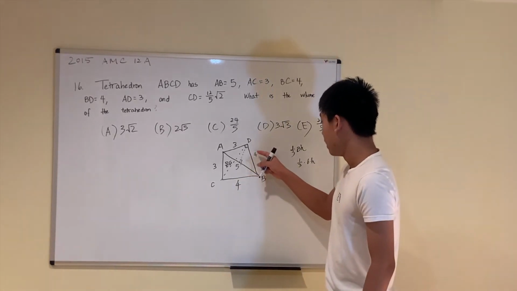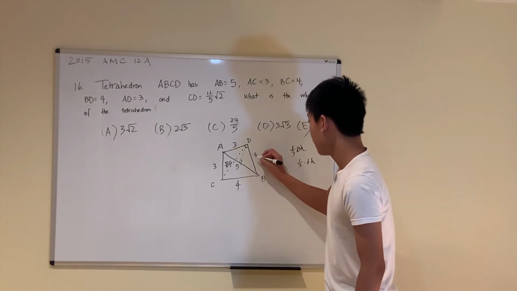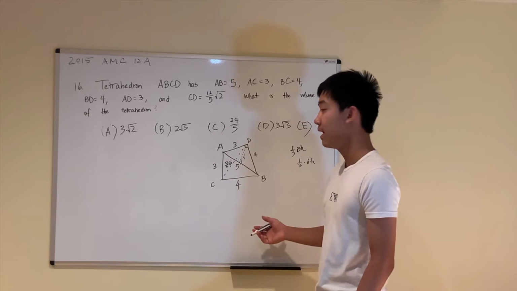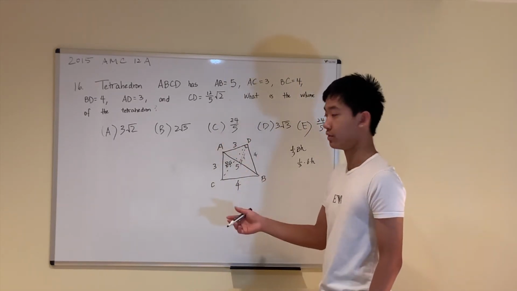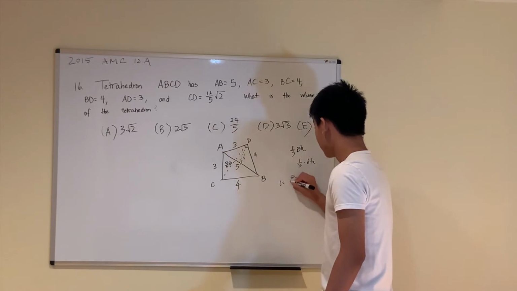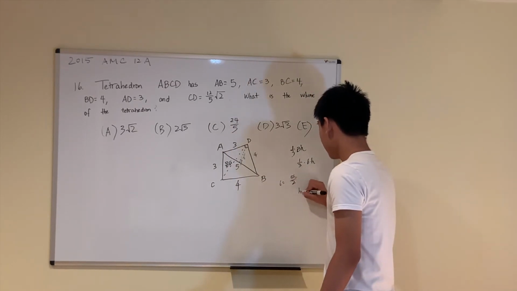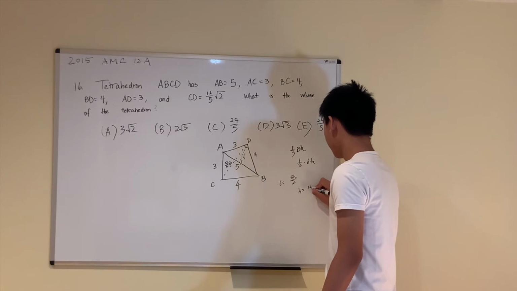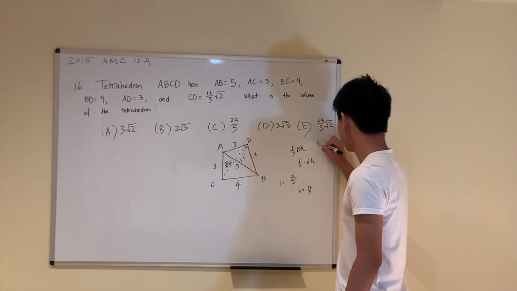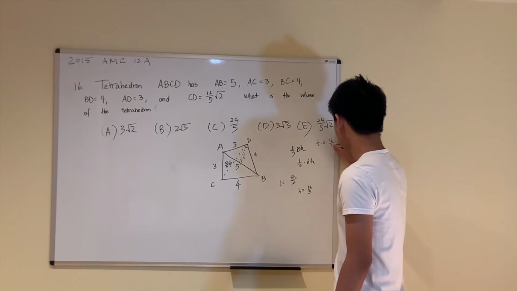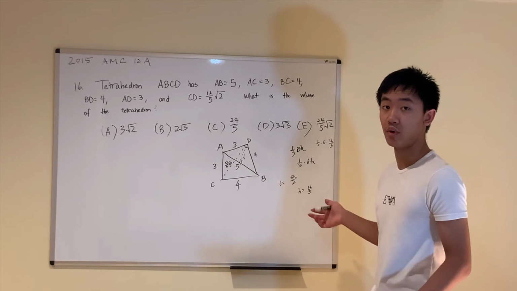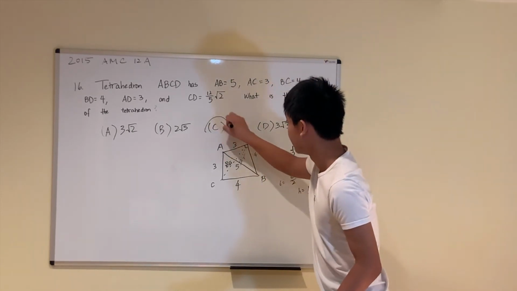So to find this altitude, let's call it H. We know that 5H over 2 is going to be the area, but so is 4 times 3 over 2. So since the area is 6, we have 5H over 2 equals 6, and that means that H is going to be equal to 12 over 5. And if we substitute that in, we have 1/3 times 6 times 12 over 5. This gives us 2 times 12 over 5, which is 24 over 5. And that's going to be C.